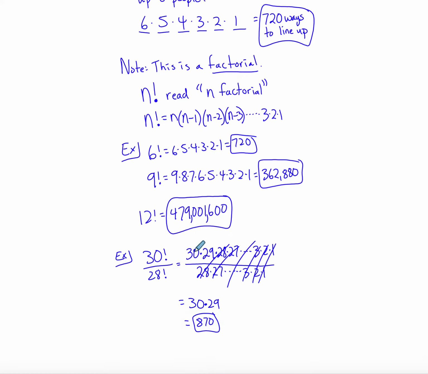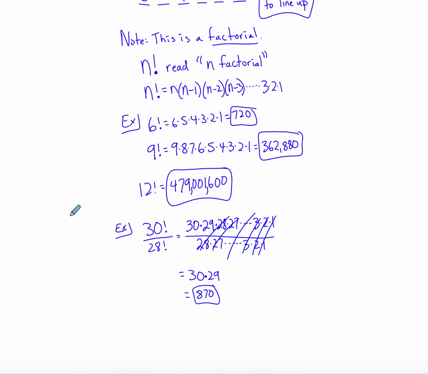Your calculator actually has factorial in it. If you go into the math button and move over to probability, you'll find the factorial button in there. It just looks like an exclamation point.